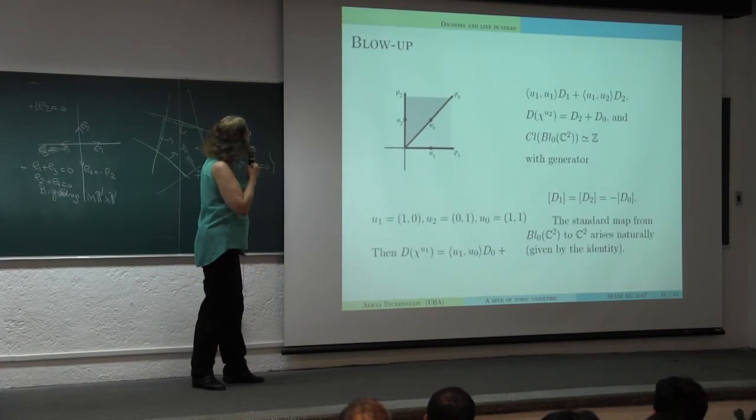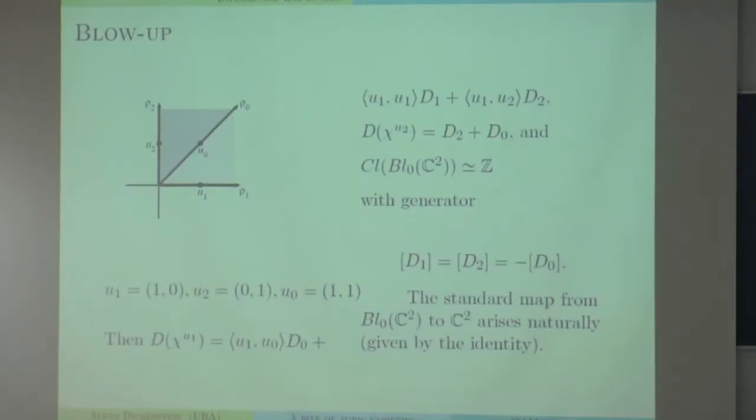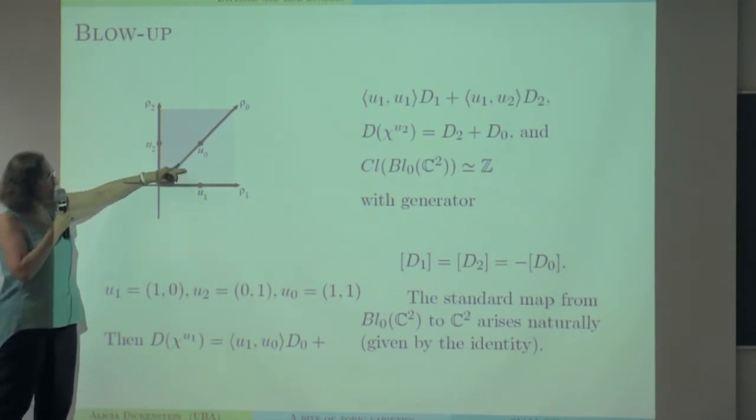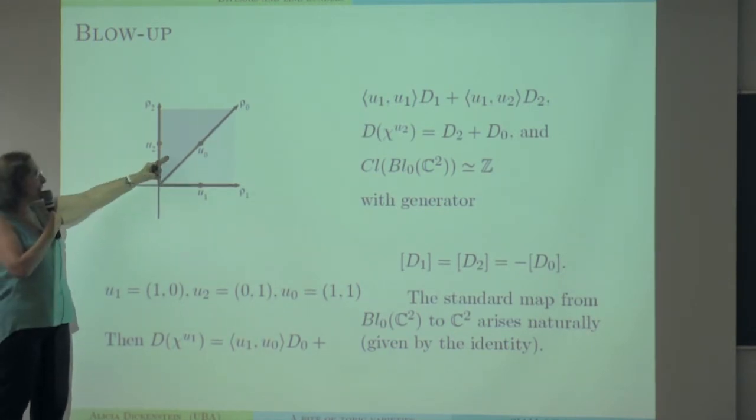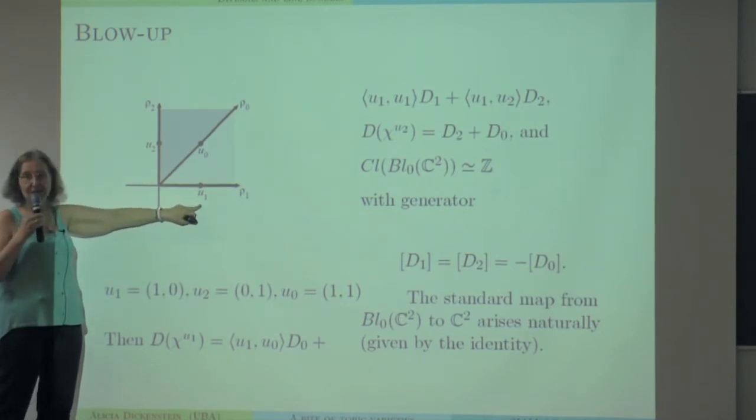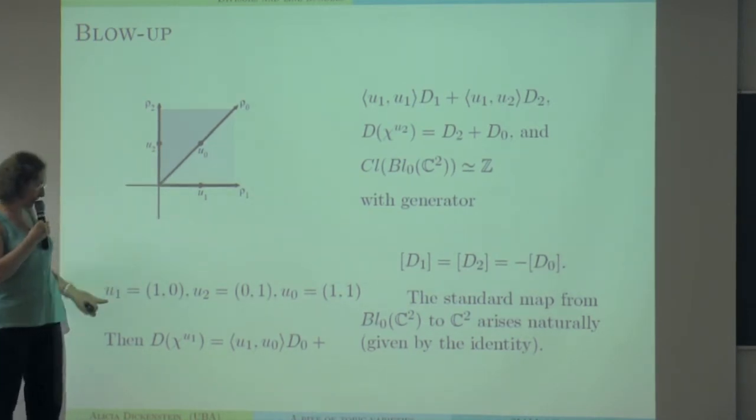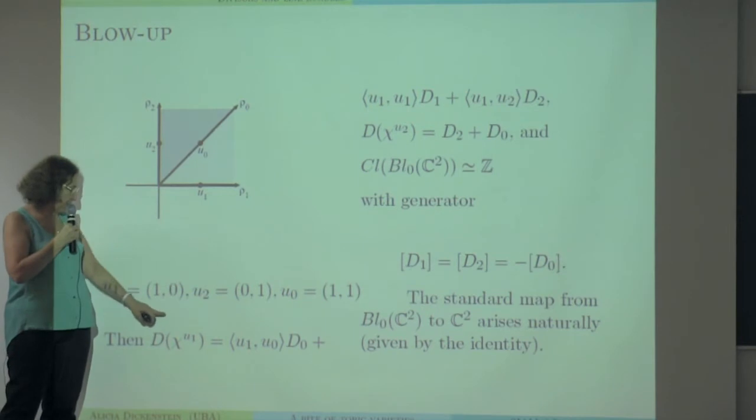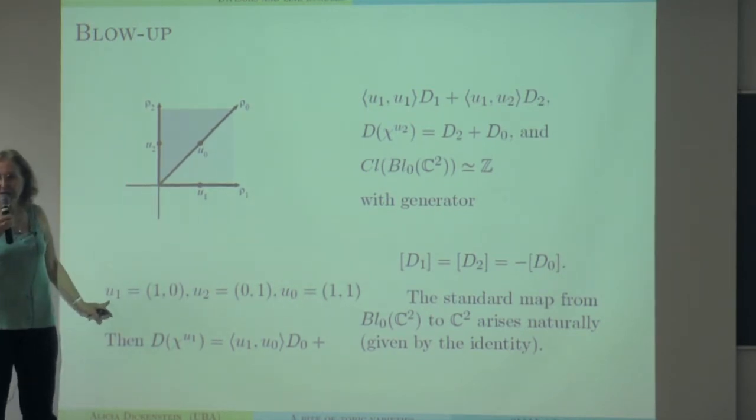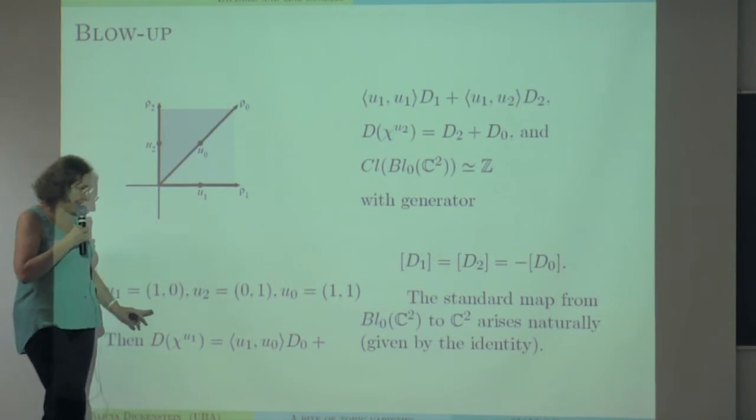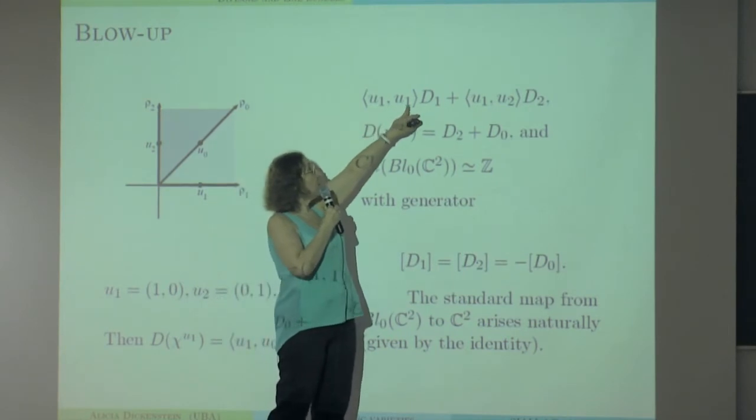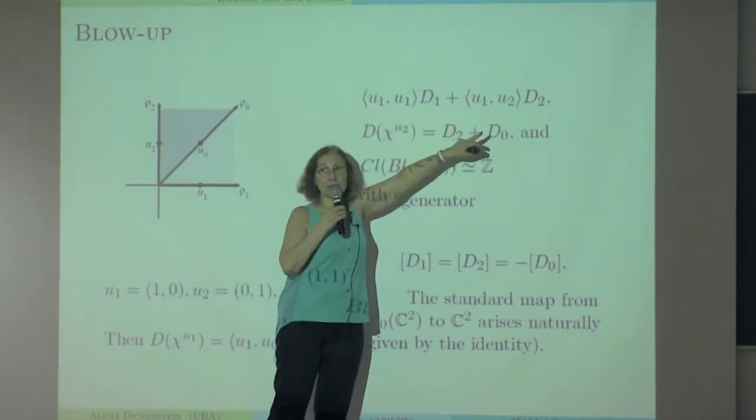Okay? And then let me go back to this blow-up story that I tried to tell you. Here I have two maximal dimensional cones. One is this light gray cone, and the other one is this one. So u1 is (1, 0), this is (0, 1), and this is (1, 1), which is written here. So what I have just said is that the divisor of x to the u1 is the inner product with u1 times d1 plus the inner product with u2 times d2.